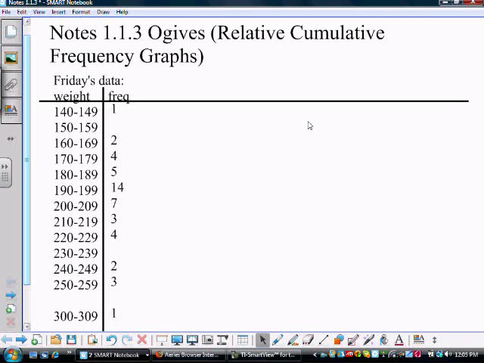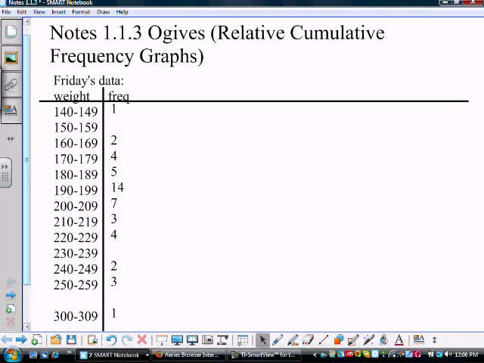Alright, so we have ogives. An ogive is an arch that kind of goes up and up and up and it's not an arch that goes back down. It's an architectural structure that goes up and doesn't come back down, although eventually it levels off after it gets to a certain height. And so maybe after we do an ogive, or a relative cumulative frequency graph, you will understand why they're called an ogive. So from Friday's data, we have our weights here and our frequencies.